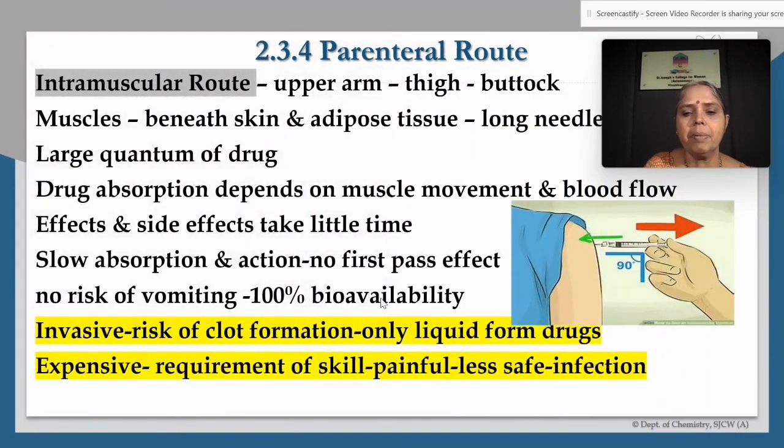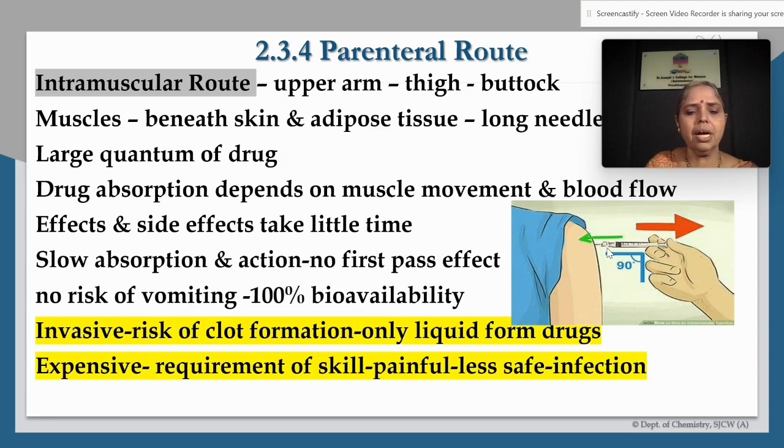Let us see another parenteral route, intramuscular injection. You can see here a long needle is introduced into the upper arm muscle. The needle is introduced at 90 degrees. Long needles are needed because muscle is present beneath the adipose tissue. Adipose tissue is present beneath the skin, and beneath the adipose tissue you have the muscle. So long needles are introduced at a 90-degree angle and the drug is released into the muscle.